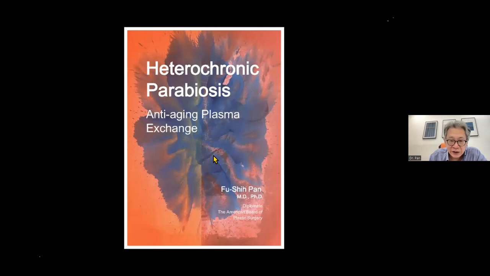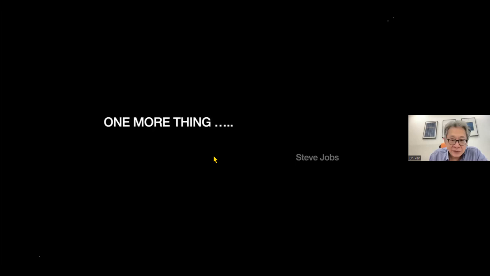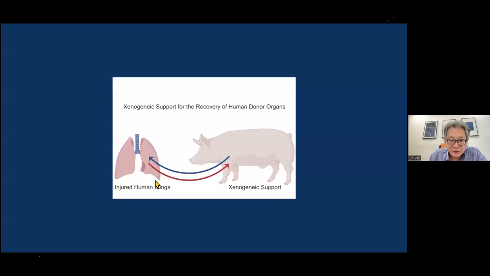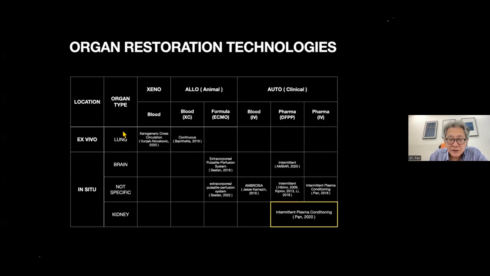So we are coming to the end of this talk, and let me just tell you a little bit more about some of the new things which are coming up. This is an experiment done by the Columbia group. They took an injured organ, in this case the lung of a pig, and connected it to another pig. And you can see that the injured lung can recover in about 36 hours. This type of technology is called cross-circulation organ restoration technology.